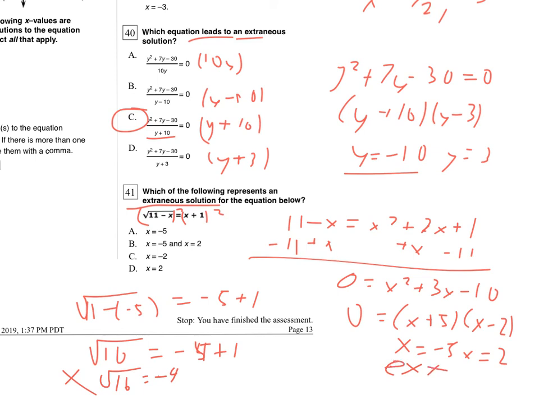So that may be one of my answers, or it will be one of my answers, but I've got to check 2 as well. So the square root of 11 minus 2 equals 2 plus 1. So the square root of 9 equals 3. So that one actually is correct, but it does ask for the extraneous, so that's going to be A.